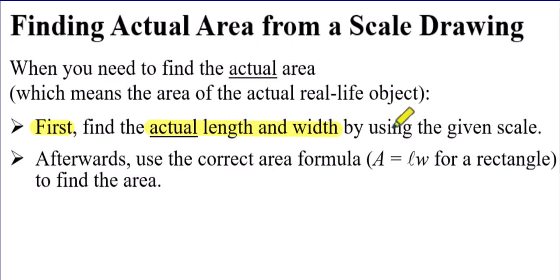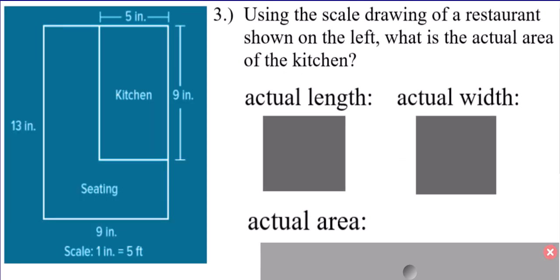And the way you will do that is by using the given scale, just like we practiced on the previous page. After you have found the actual length and the actual width, well, then you can find the area. And if you're finding the area of a rectangle, A equals length times width will work nicely for area of a rectangle. By the way, I always use a cursive L for length because a printed L will look too much like a 1. So that's the only variable that I do make a lowercase cursive letter. Okay, let me show you what I'm talking about here.